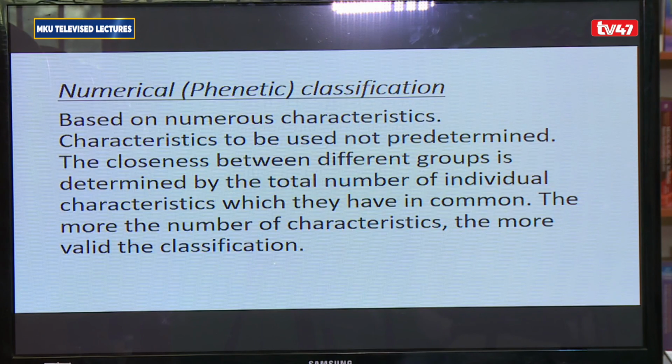The second type, numerical or phonetic classification. Numerical classification is where organisms are classified based on any characteristic that they have. So it is based on many characteristics, and any characteristic is applicable. The more characteristics one uses in this classification, the more valid the classification becomes. Because it uses many characteristics, that is why we refer to it as numerical classification. Because you use any characteristic that is applicable, the characteristics used are not predetermined. That is why it is referred to as phonetic classification. And as I said, the more characteristics you use, the more valid the classification becomes.